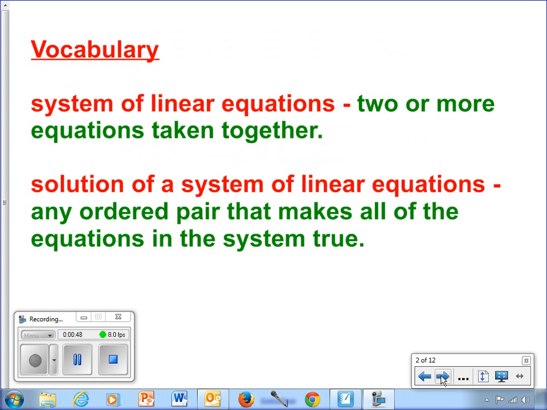Vocabulary, we're starting with two definitions. First of all, a system of linear equations is simply two or more equations taken together. Then, a solution of a system of linear equations is any ordered pair that makes all of the equations in the system true.